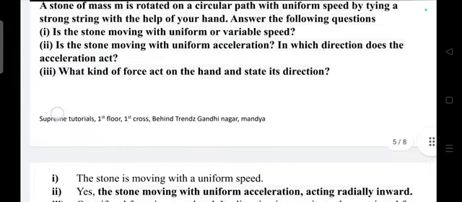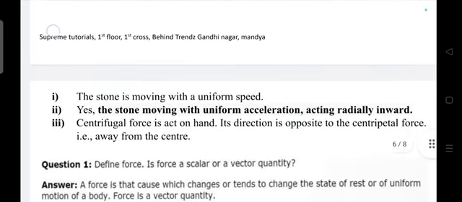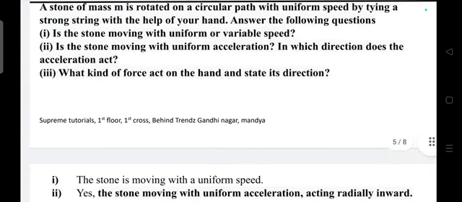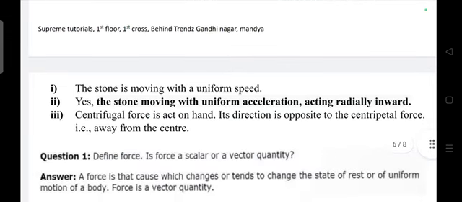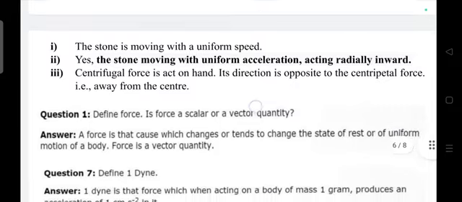Second question, is the stone moving with a uniform acceleration? In which direction does the acceleration act? The acceleration acts radially inward. So it is acting inward. Then what kind of force is it? The centrifugal force acts on the hand. Its direction is opposite to the centripetal force, away from the center.